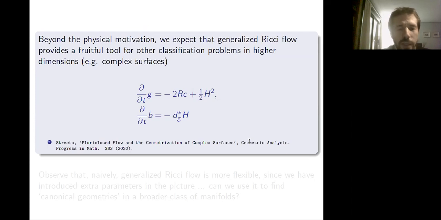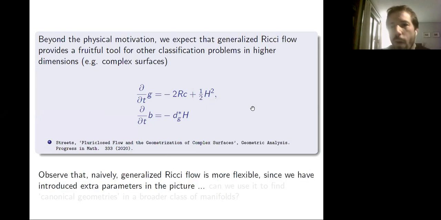So, for example, there is a nice proposal by Jeff Streets about how an adaptation of generalized Ricci flow to the case of complex manifolds may be able to say something about the geometrization of complex surfaces and the classification of complex surfaces. Naively, why we may expect that is because this generalized Ricci flow is more flexible than Ricci flow that has been useful for the understanding of three manifolds.